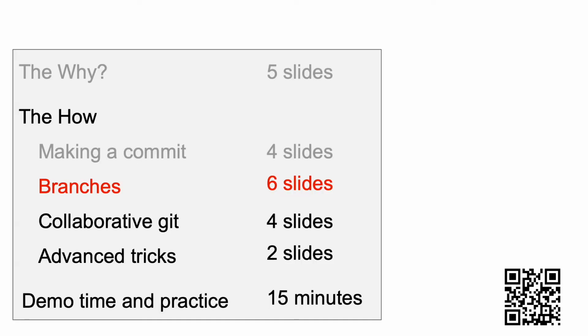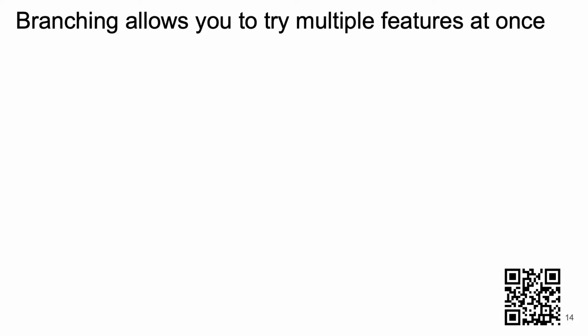It's probably the single most important feature of Git. It allows you to try multiple features at a time. So I think from the perspective of version control, you have to know branches to do anything useful with it. So branching is what allows you to try multiple features at once. Typically what you have is a master branch. The master branch is your main working copy.